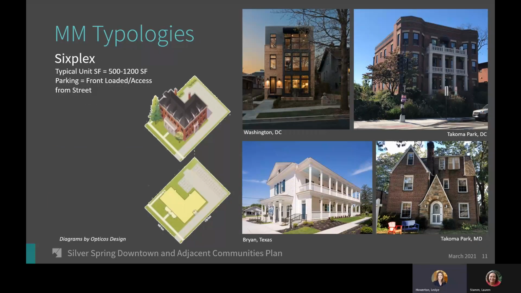Then we have the sixplex. We do have some sixplex examples here locally, as shown in the images in Takoma Park, DC, as well as Takoma Park, Maryland. The typical unit size for a sixplex is 500 to 1,200 square feet nationally. And again, the 3D diagram shows a front-loaded access from the street parking situation and how that could work. There's also a more modern example of a recently built sixplex in Washington, DC, in the image to your right.